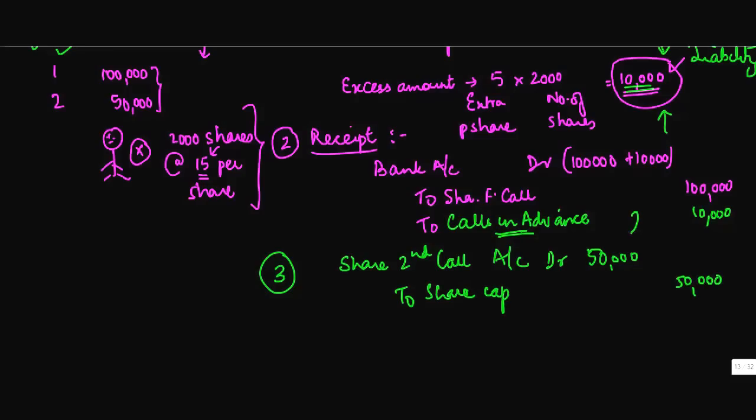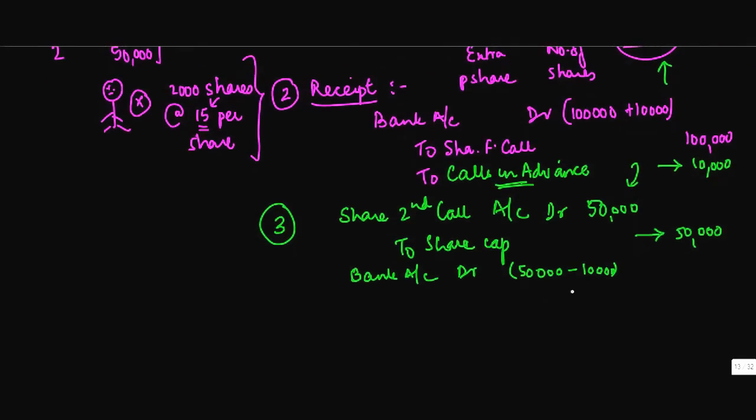Now, assuming the balance people paid up their entire money, the entry will be what? Bank account debit. Now, what will be the amount in this? I mean, you were supposed to receive 50,000, of which 10,000 you've already received. So 50,000 minus 10,000. Okay. So 40,000 comes in here.